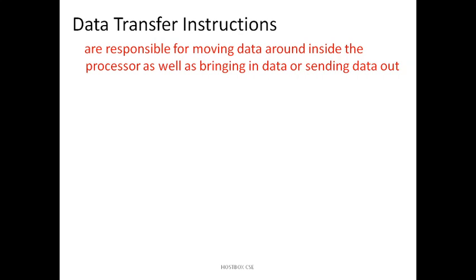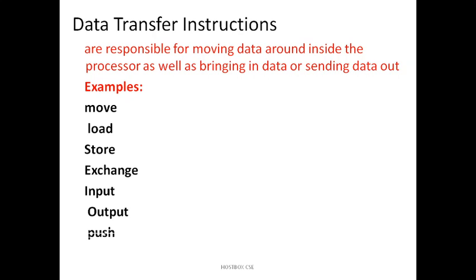There are three ways of transfers. Before seeing examples, in computer organization and architecture, data transfer happens in three ways: register to memory, memory to register, and register to register. These are the things that happen when we consider data transfer instructions. Some examples are move, load, store, exchange, input, output, push and pop. Let's go for some examples so you can easily understand.